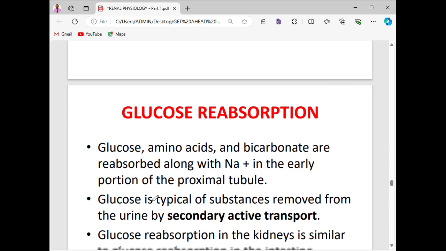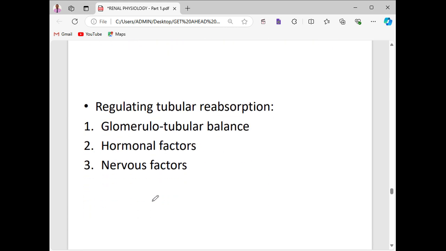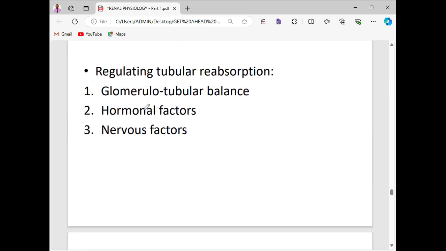We have already talked about all these. These are factors which regulate tubular reabsorption. We have the glomerulotubular balance, the hormonal factors, and also the nervous factors.